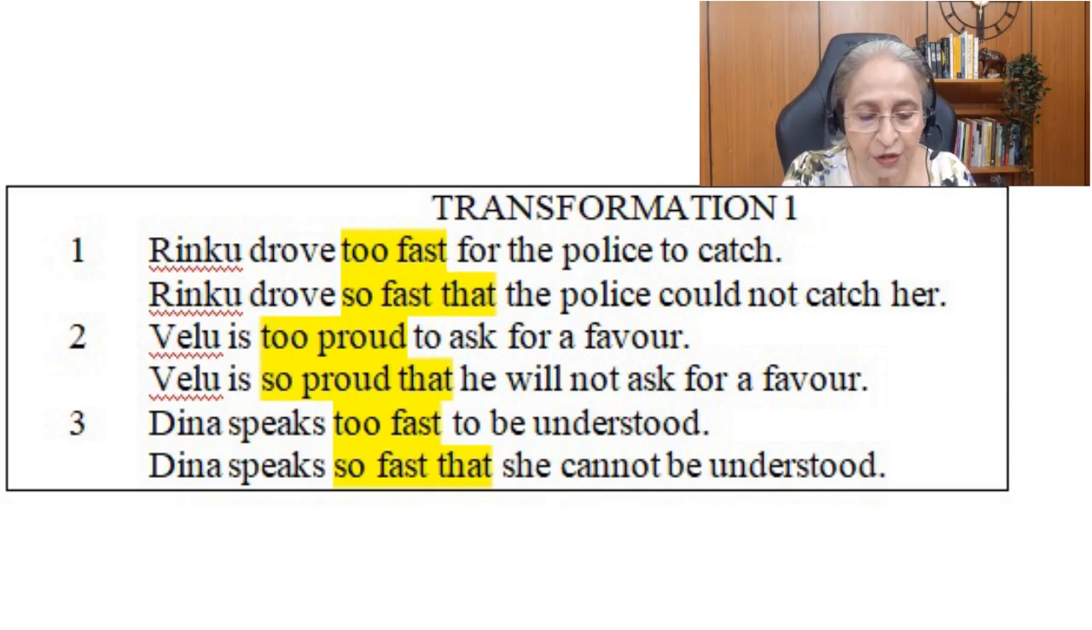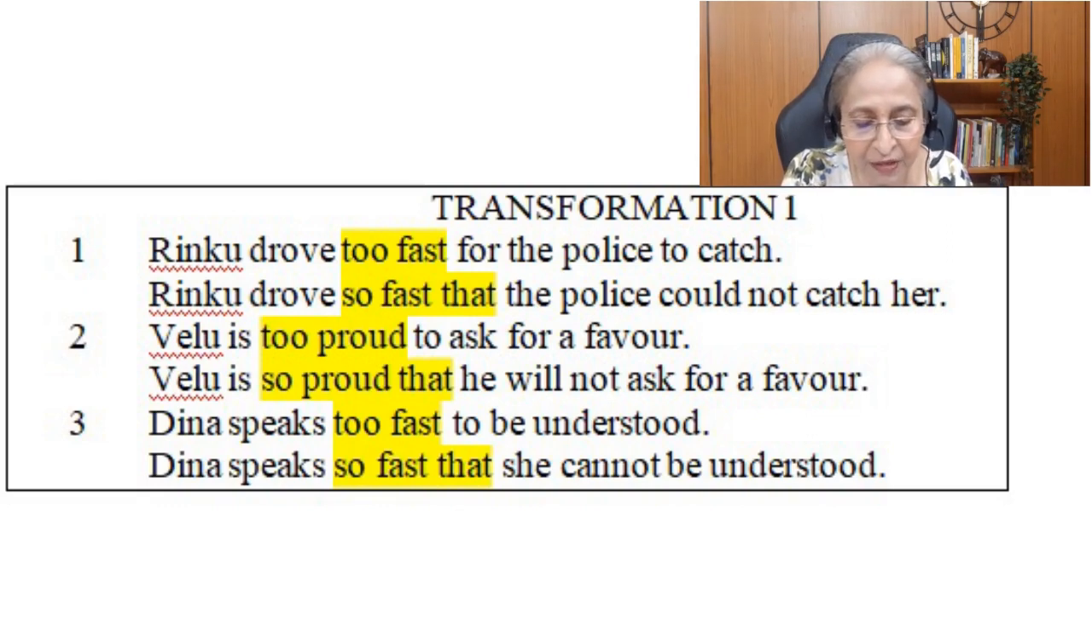Velu is too proud to ask for a favor. Right now, Velu is too proud. He's too proud to ask for a favor. So if they tell you to remove 'too', then naturally you have to remove 'too'. And then they may tell you to rewrite with 'so that'. So this is how you transform it. Velu is so proud that he will not ask for a favor.